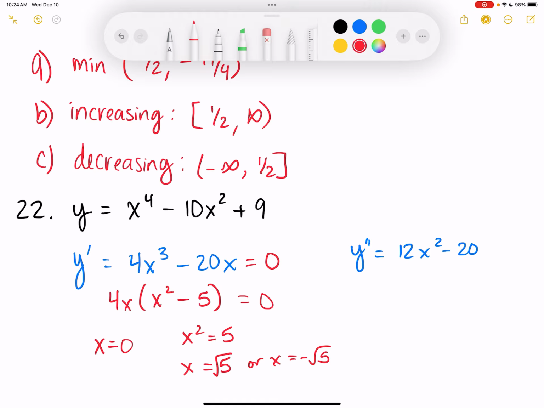And so I have basically 3 different points that are either going to be maxes or mins that we're going to plug into the second derivative. So I'm just going to do y double prime of 0. If I plug in 0, I get negative 20, which is less than 0, so that is a max.